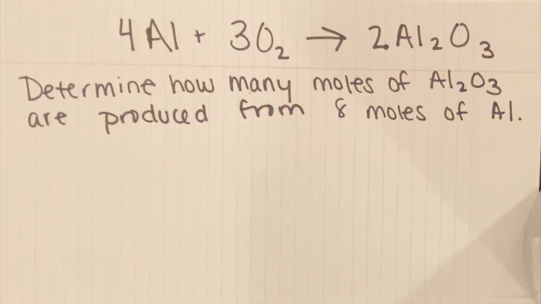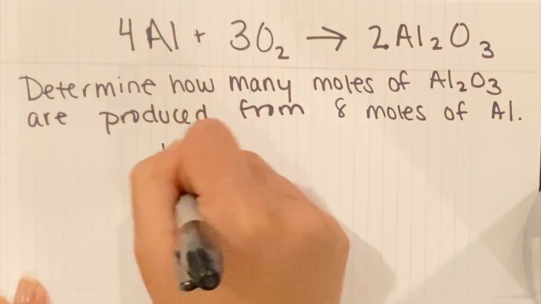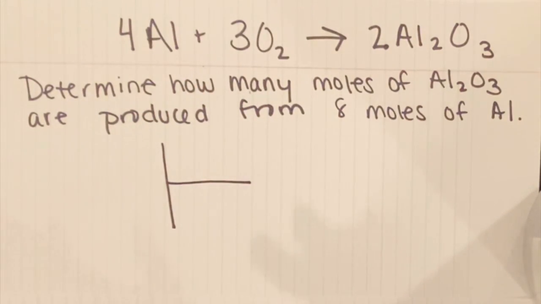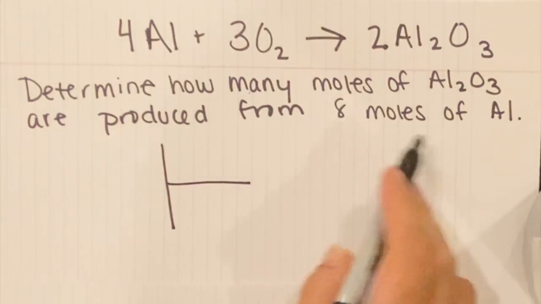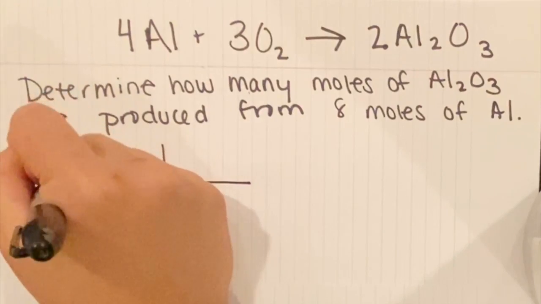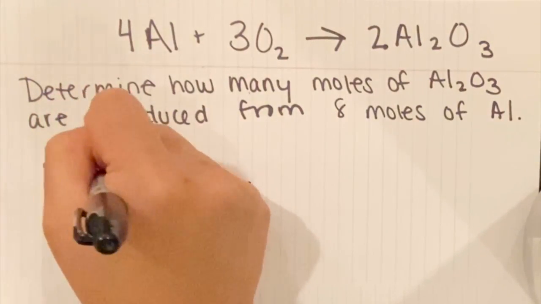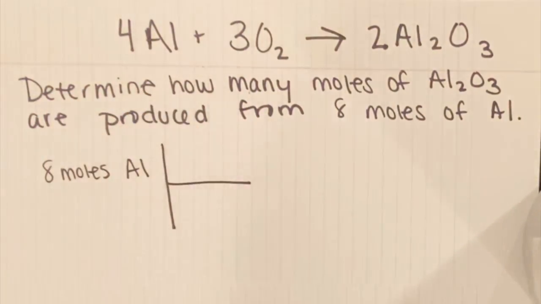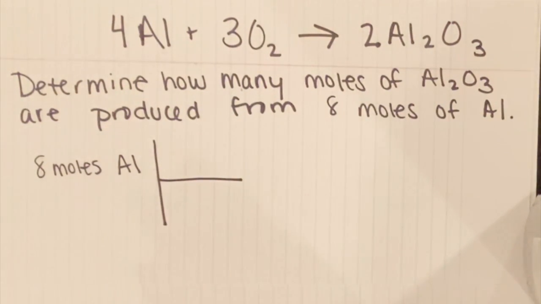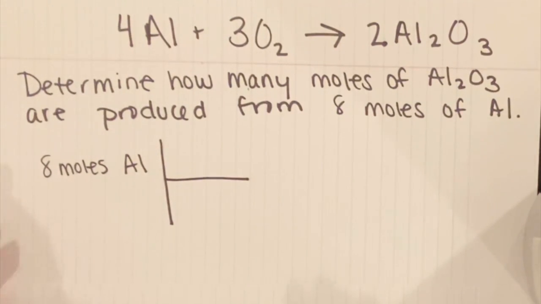So we are going to use our mole-to-mole ratio, but just like any other conversion problem, I'm going to set it up like so. So I'm going to start with my sideways T, and I always put what's given on the outside, right? So what's given is 8 moles of aluminum. And for these problems, make sure to include all of the units, all right? Be very clear, 8 moles of aluminum.